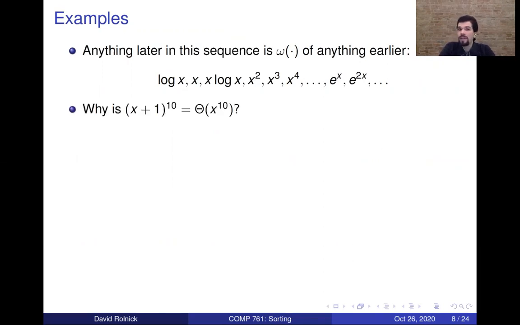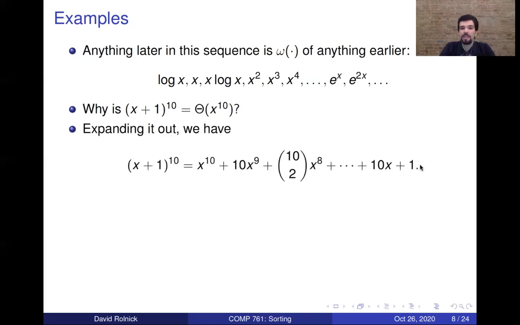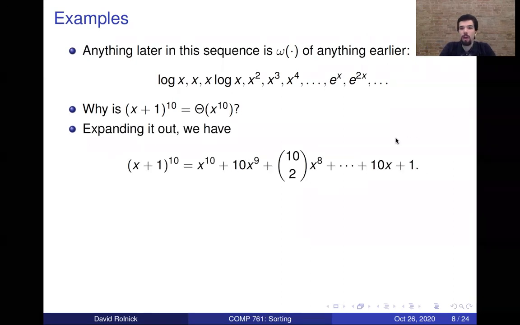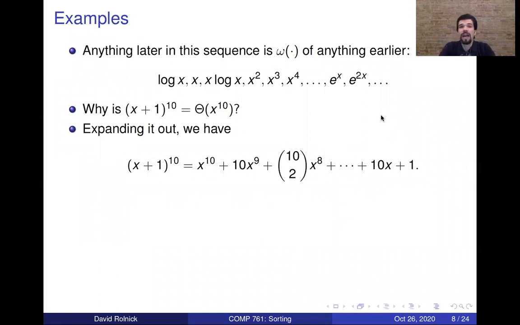Why is x plus 1 to the 10 big theta of x to the 10? Just as an example. Yeah, these are all good suggestions. We can just expand it out with the binomial theorem, and we get this polynomial of degree 10, and any polynomial of degree 10 is going to be big theta of x to the 10.